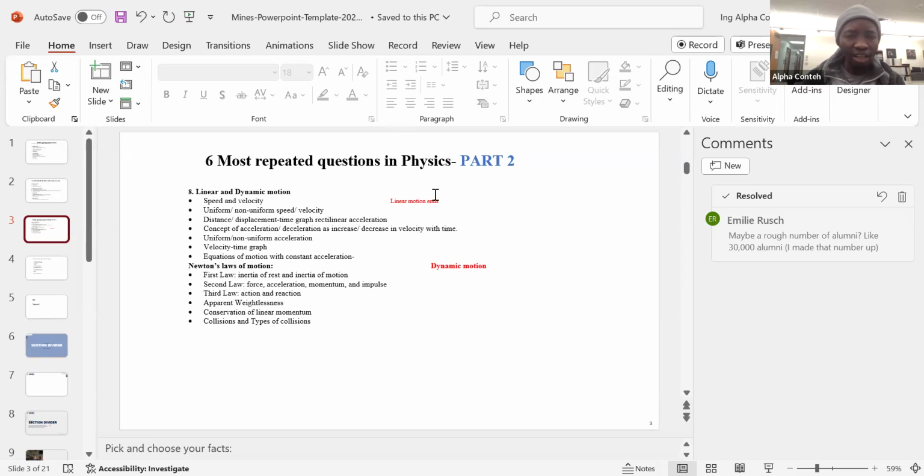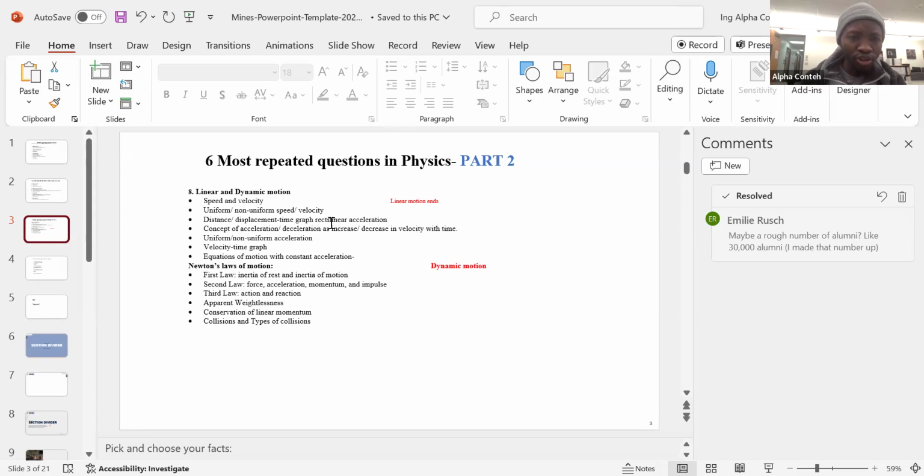Under linear motion, the first quantity you have to consider is speed, and also velocity. You have to know the definitions for both speed and velocity. It's another part of linear motion, and also the difference between uniform and non-uniform speed or velocity. You also need to take note of the types of graphs, the distance or displacement time graphs. This also must be considered.